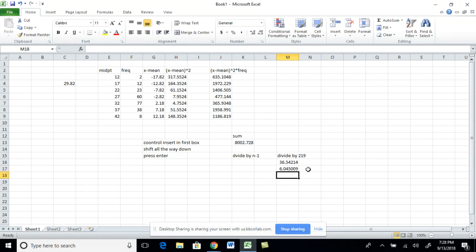And we press enter. So let me say this is the square root of 36.5. So that would be our standard deviation for this problem. I know that's a long process, but this is the formula for a regular standard deviation. So if your numbers were not grouped, there's really no difference.